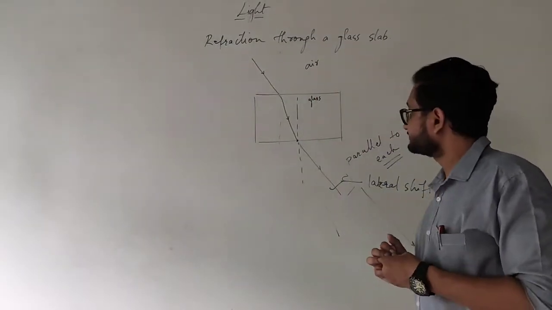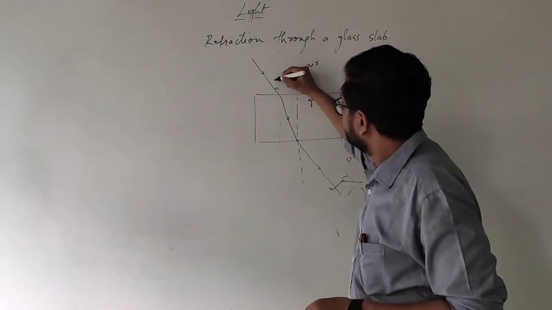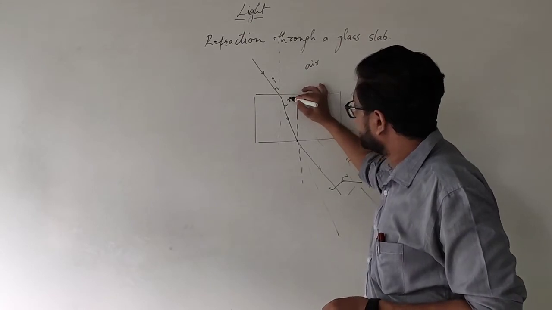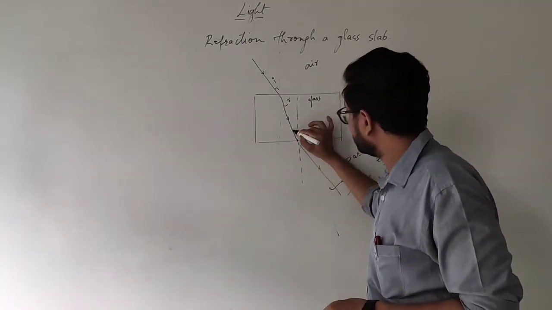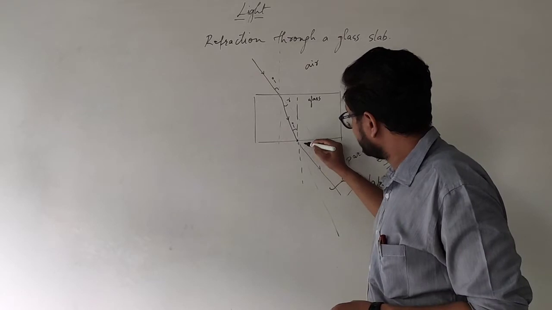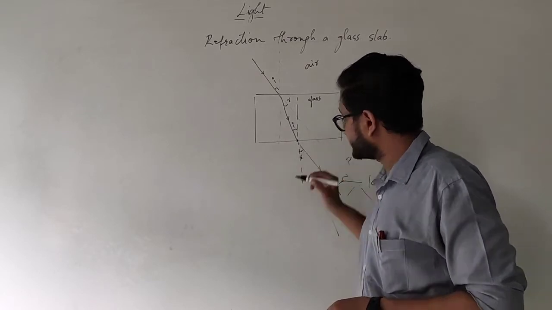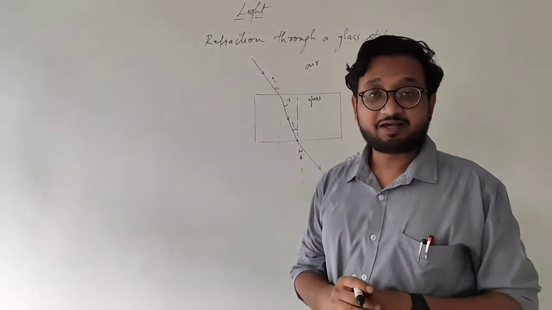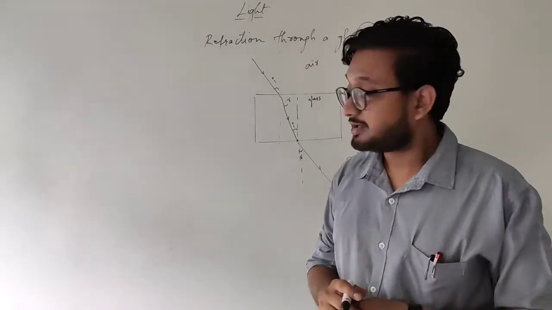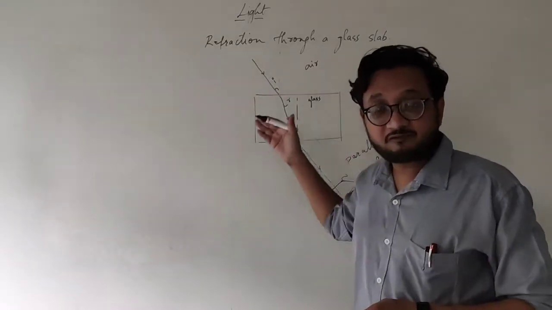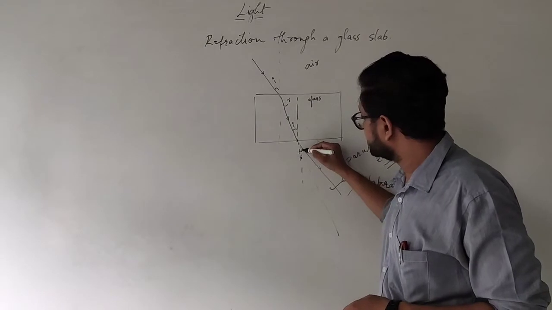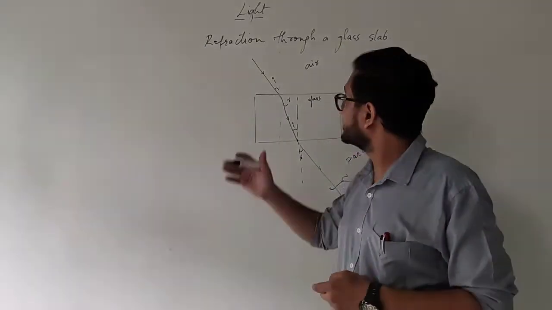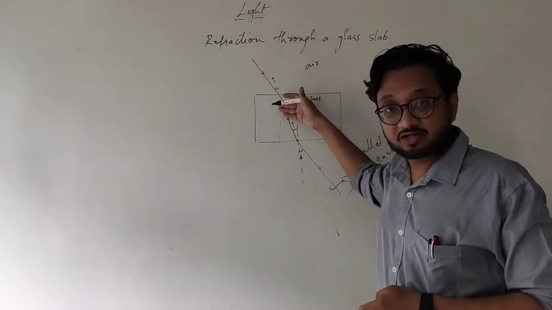Over here, this is the angle of incidence, this is the angle of refraction, this is the angle of incidence, and this is once again the angle of refraction, but we are calling it the angle of emergence because it is emerging from the glass slab. No doubt it is once again the angle of refraction, because this is the incident ray and this is the refracted ray.